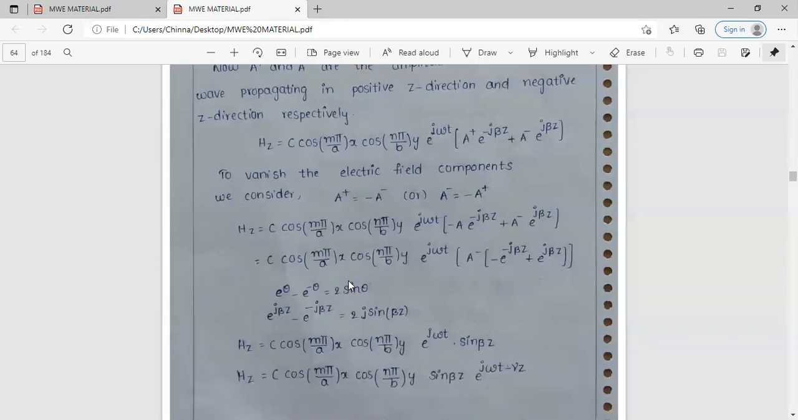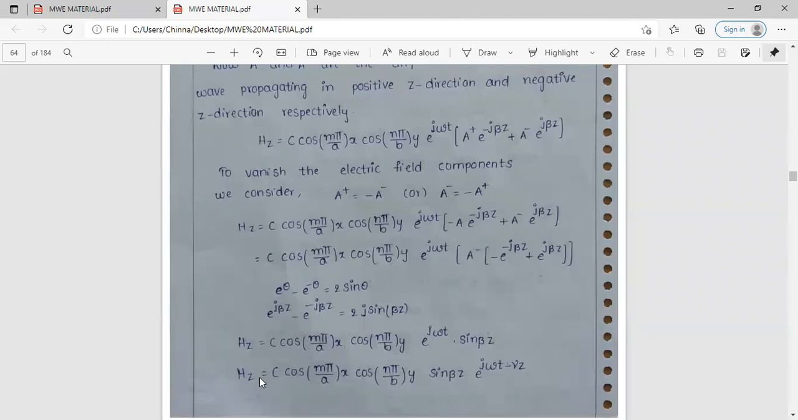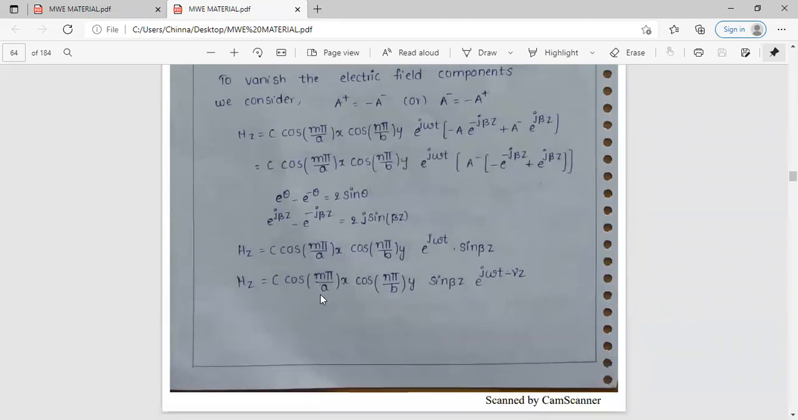finally we can obtain some expression related to e power j beta z minus e power minus j beta z is equal to 2j sin beta z. So you can substitute that value. Hz is equal to C cos(m pi by a x) into cos(n pi by b y) into sin beta z into e power j omega t minus gamma z. So this is the expression that will be obtained for the Hz.